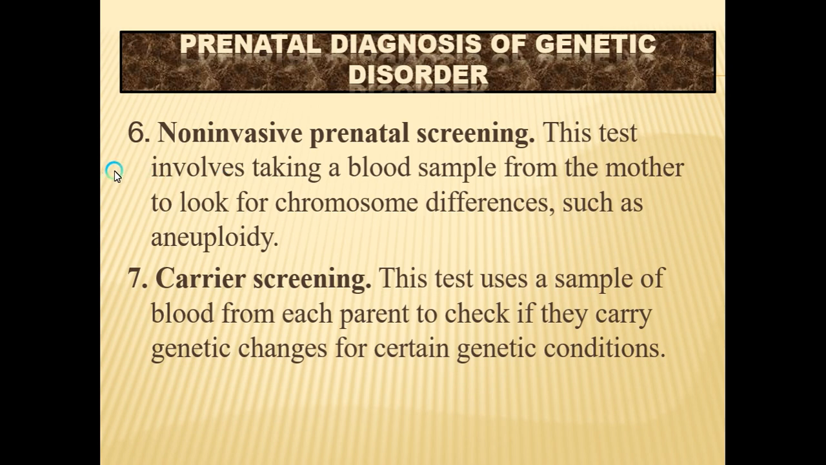Now apart from that we have non-invasive prenatal screening. We take a blood sample from the mother, and then we check for any chromosomal disorders like aneuploidy. Aneuploidy, as you remember, is either fewer or more chromosomes than normal. Next is carrier testing. Carrier testing is done on both the parents, and we are interested to know whether the parents have any genetic disorder. For that we do a test which is called carrier screening.